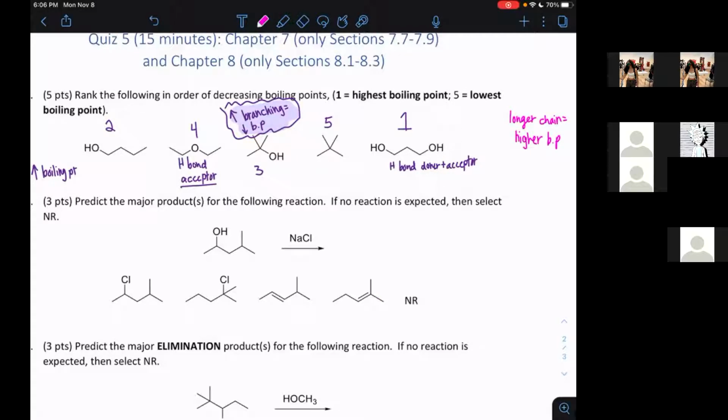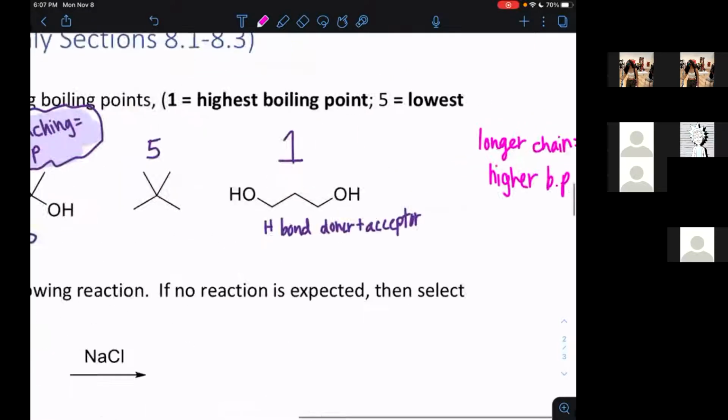Depends on how the one we have labeled number 1 has 2 hydroxides on it, so it's gonna have a higher boiling point because it has more OH bond donors and acceptors. So when you're determining between the ones labeled 2 and 3, that's how you can differentiate which would have the higher or lower boiling point.